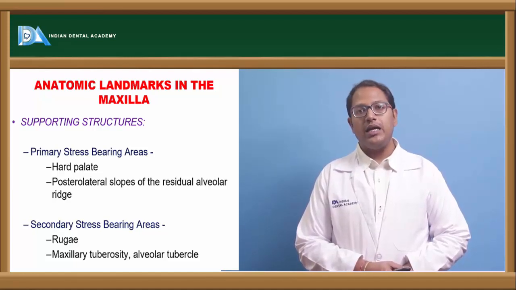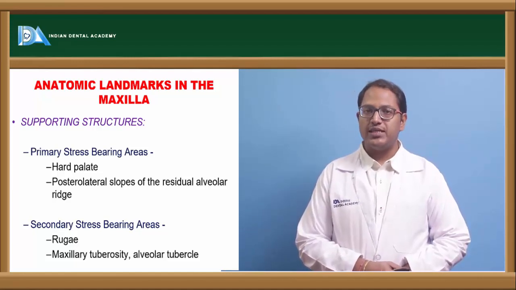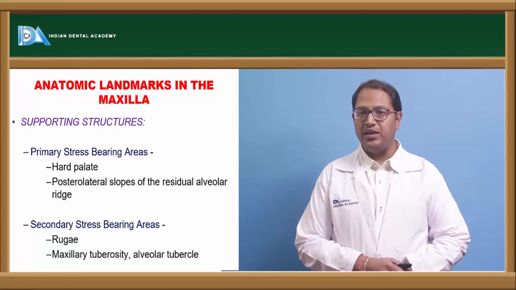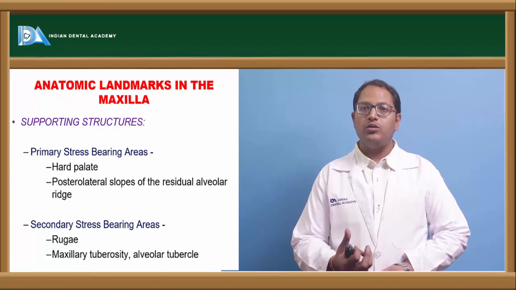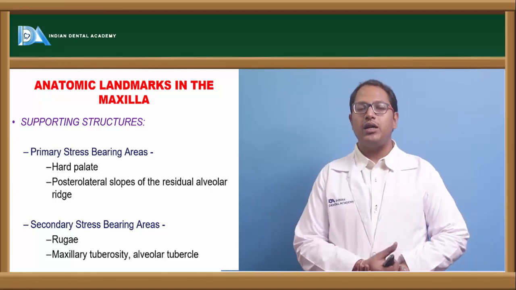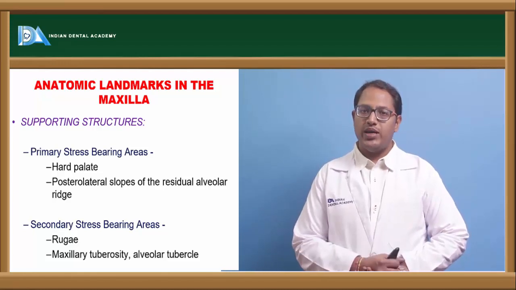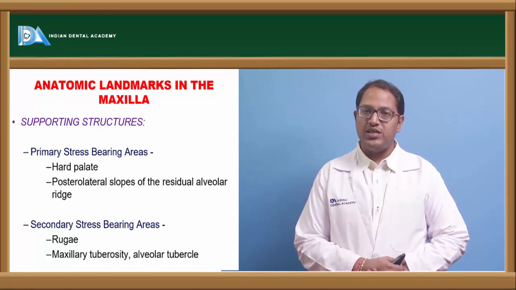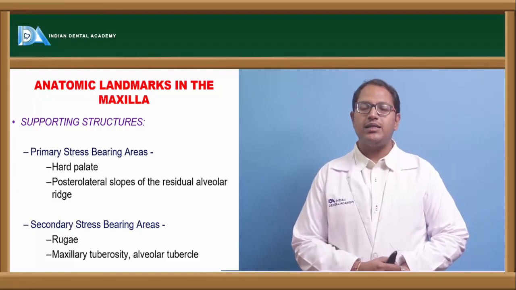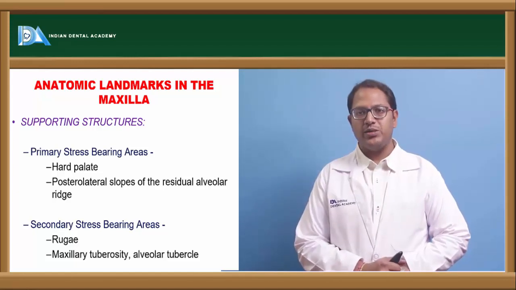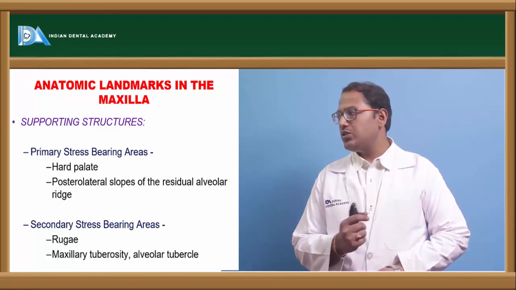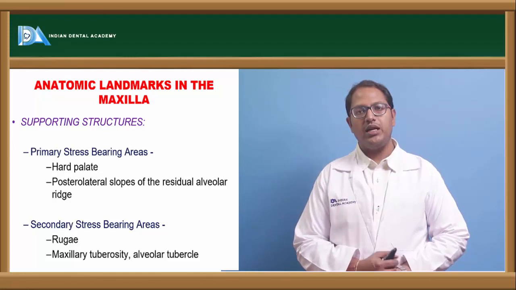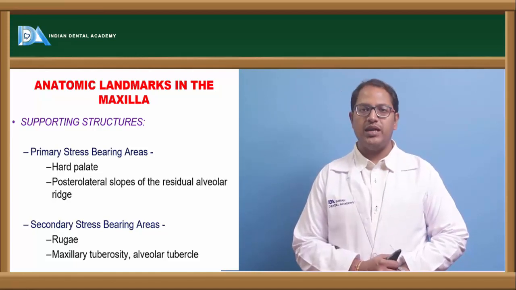Stress bearing area, the name itself suggests what we want to understand from it. Any anatomy which can bear the stress primarily is called the primary stress bearing area. Where it can bear a little less, that is called the secondary stress bearing area. Now how are we going to classify which is primary and which is secondary?